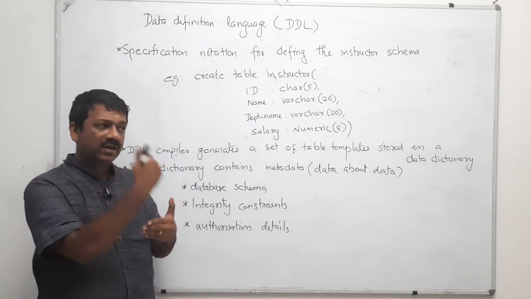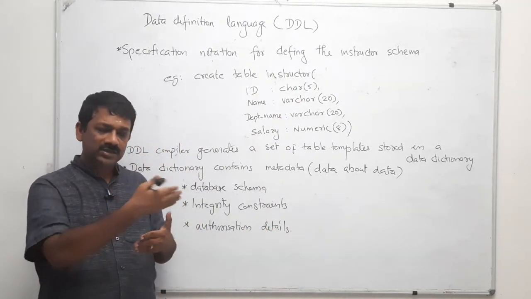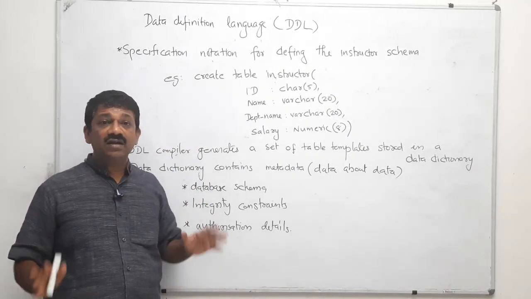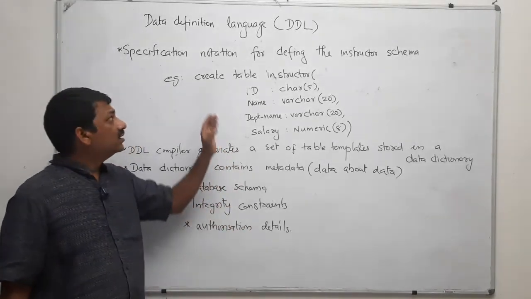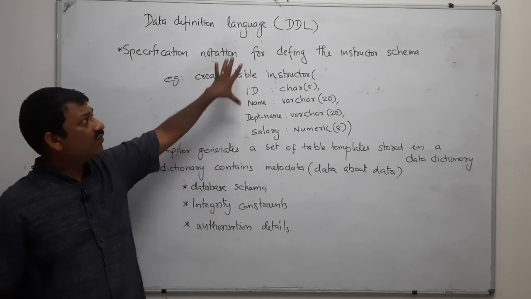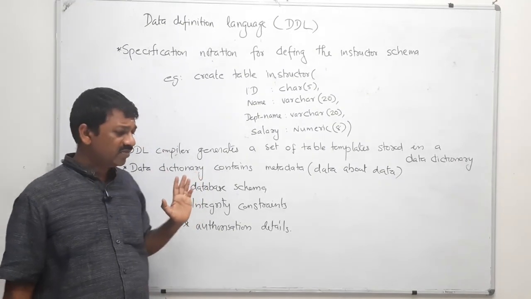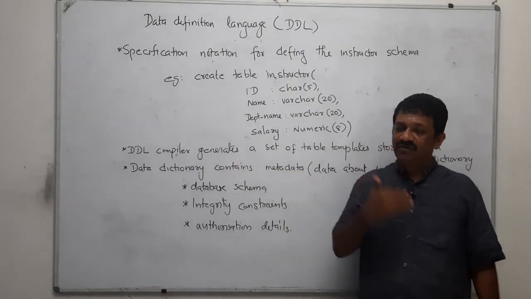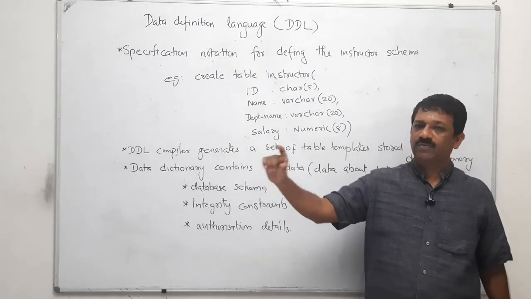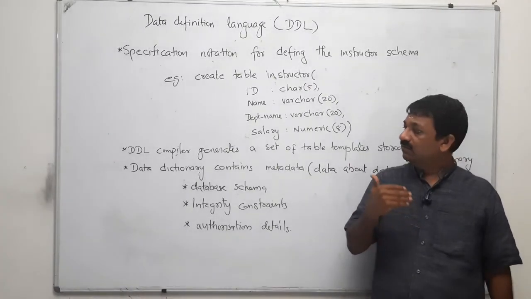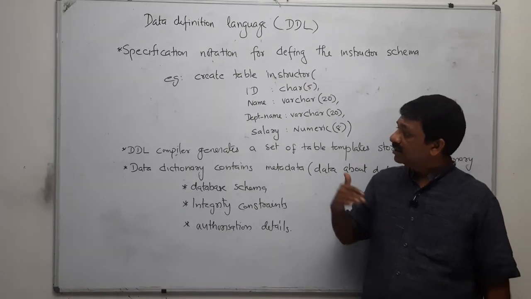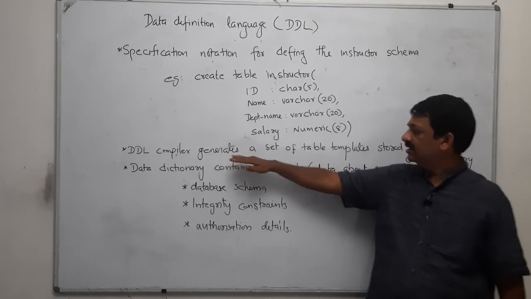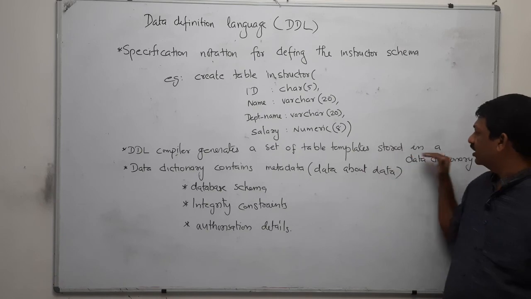Anyway, for table creation, dropping of the table, and altering the attributes of that table, you can make use of data definition language. Okay. So after doing this, you are passing this to a DDL compiler. That means when you are typing this in the SQL prompt and pressing enter, there is a DDL compiler which compiles this, and it will generate a set of table templates stored in a data dictionary.